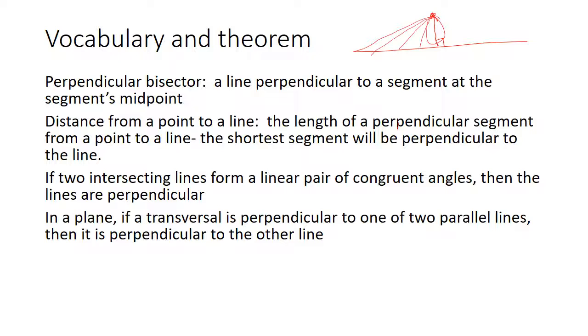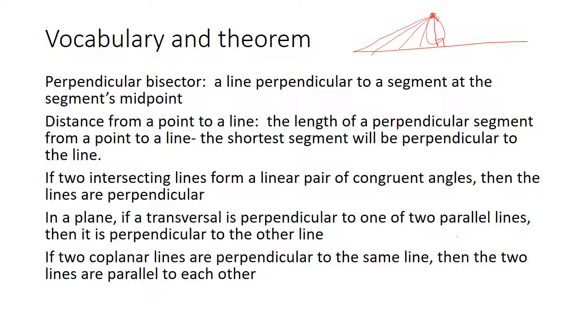The next one is the perpendicular transversal theorem. If you have a plane and you have a transversal that is perpendicular to one of two parallel lines. So let's say in a plane we have two parallel lines and we have a transversal that's coming in and crossing, and we know that this part right here is perpendicular to the first line, then it has to be perpendicular to the other line. You can prove that using corresponding angles, because corresponding angles have to be congruent. So if that's 90 degrees, that means that has to be 90 degrees. So the second line is also perpendicular.